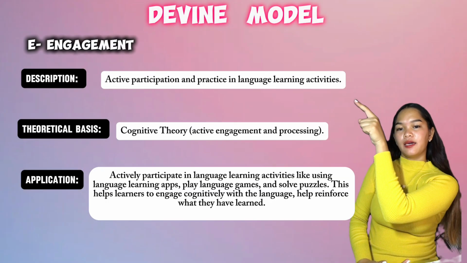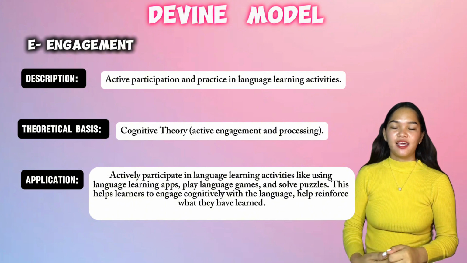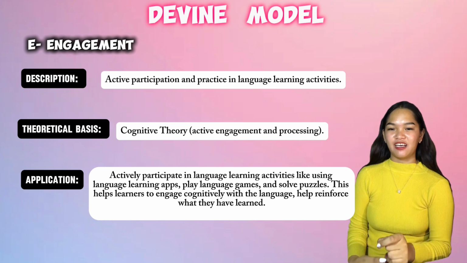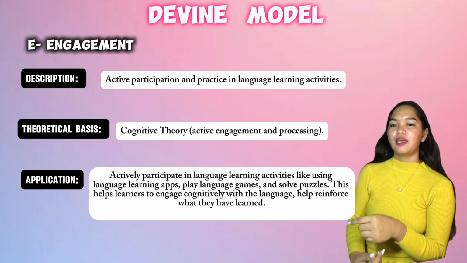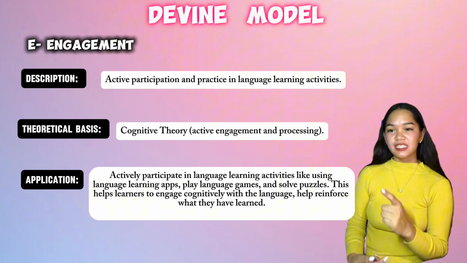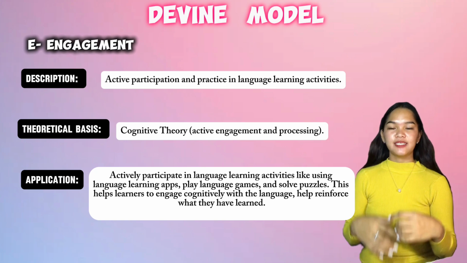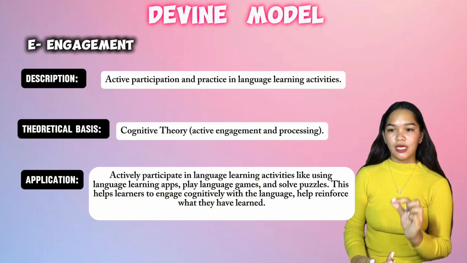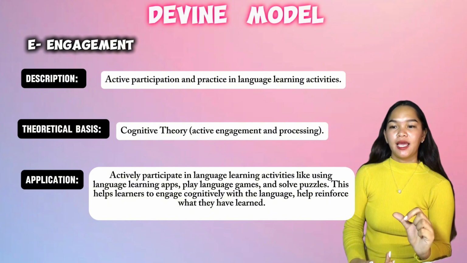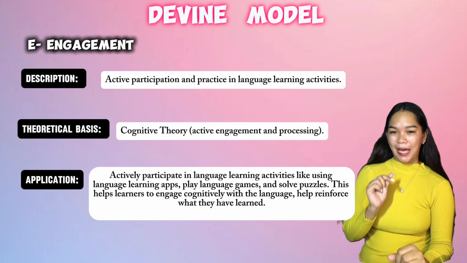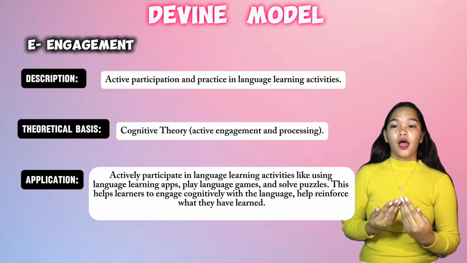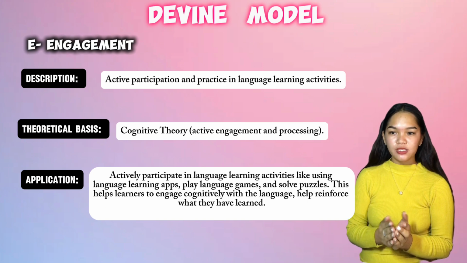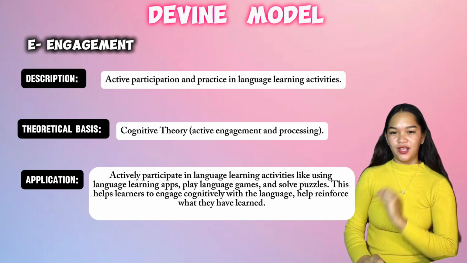And E stands for engagement. The description: active participation and practice in language learning activities. Theoretical basis: it is cognitive theory, which is active engagement and processing. In the application: actively participate in language learning activities like using language learning apps, playing language games, and solving puzzles. This helps learners to engage cognitively with the language, helping reinforce what they have learned.